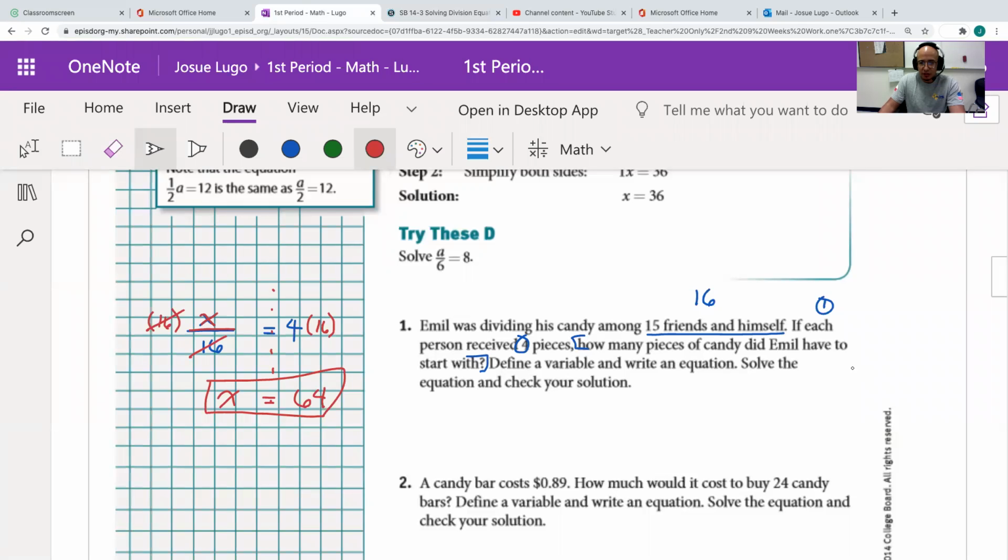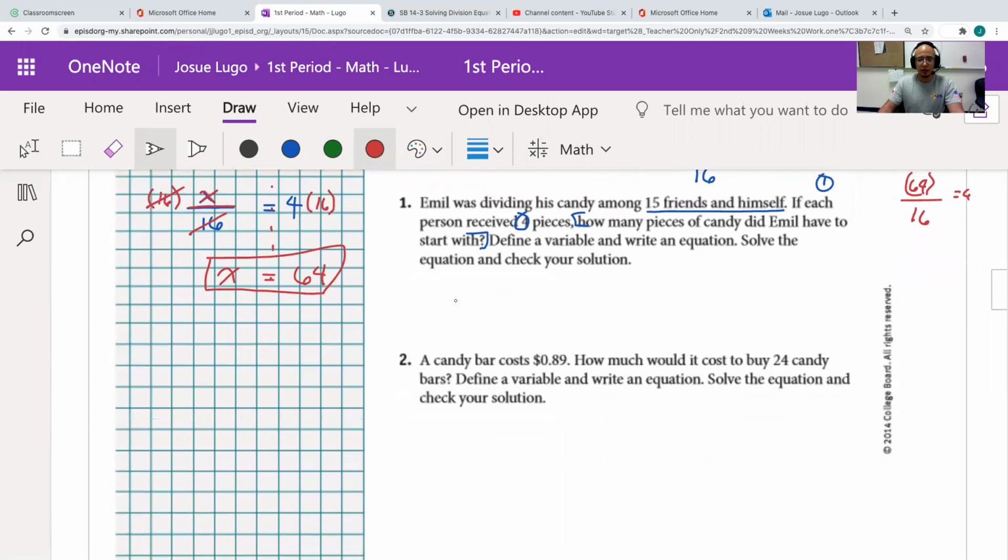How do I check this? Well, instead of an x, I can use 64. So I can do 64 divided by 16 and see if that gives me 4. If it does, you did it correctly, which it does.